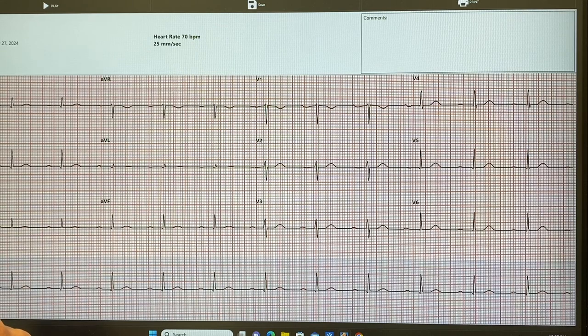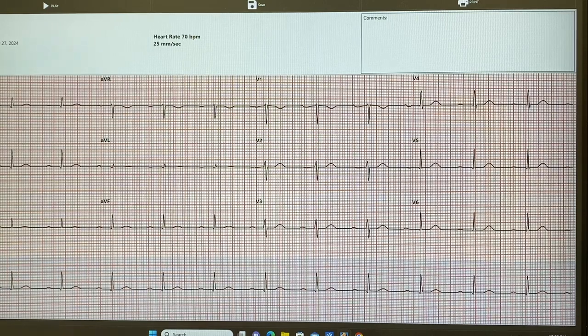So 5, 10. 5 for each big square. So 5, 10, 15, 20, add 2, that's 22. 1500 divided by 22. That's going to give me 68.